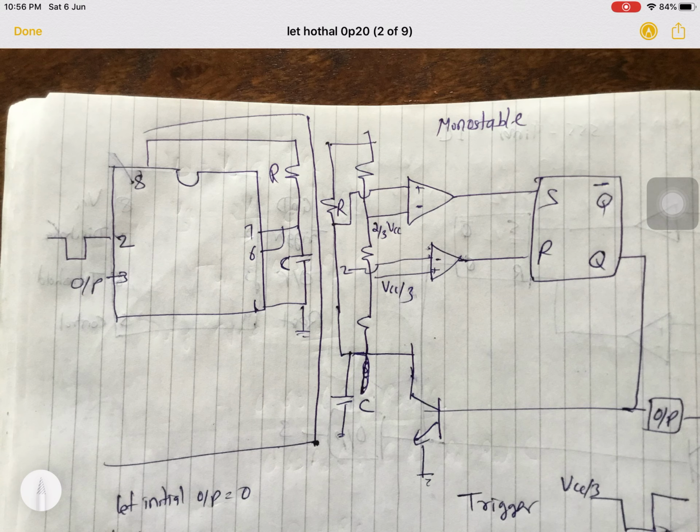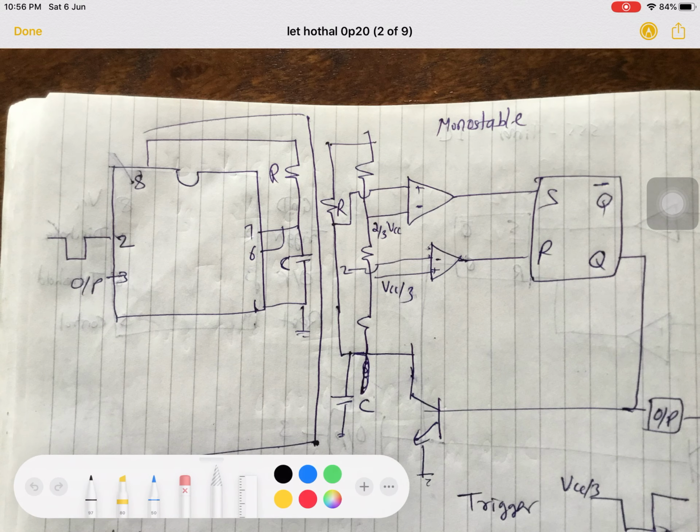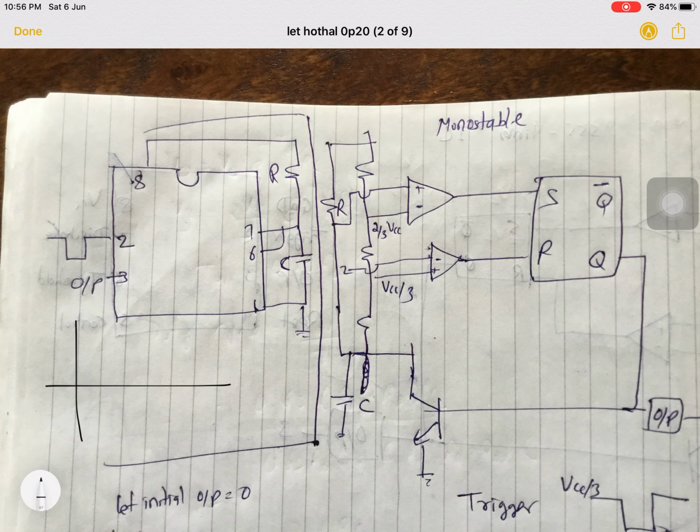Monostable means only one. What is a square wave? If we draw, this is a square wave. So monostable means either this part of the waveform or this part of the waveform is stable. Stable means when we give a trigger, it will change. Let us assume in monostable the upper part of the waveform is stable. So before giving the trigger, it will be at the lower value. It will be like this.